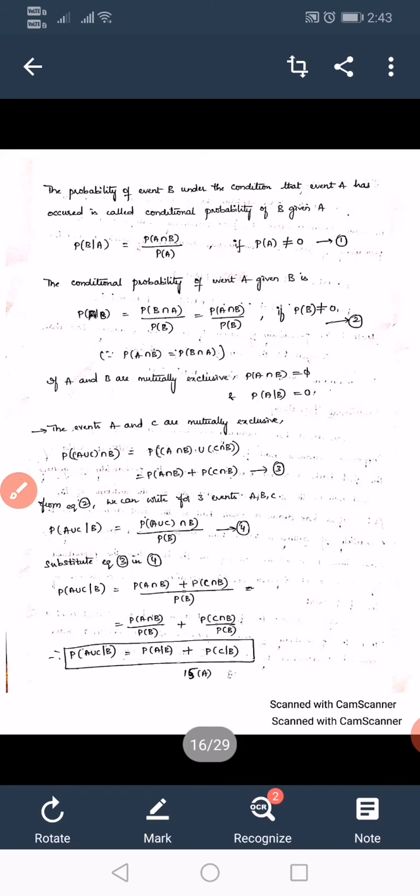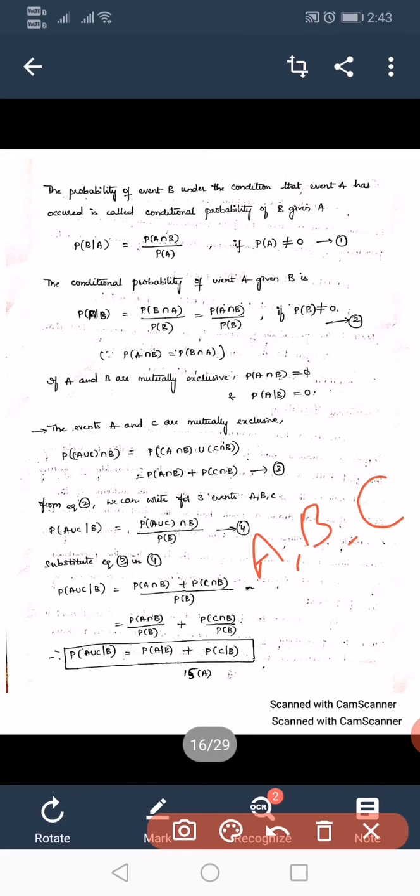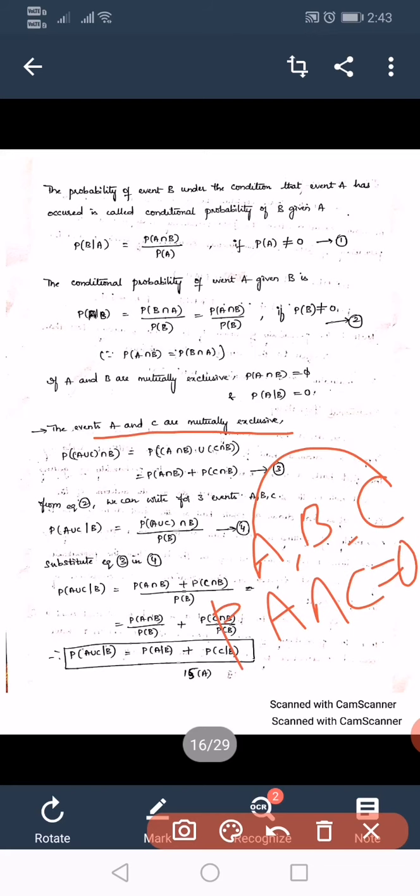Next, in this conditional probability, let us consider three events, events A, B and C. In the three events, let us say that events A and C are mutually exclusive. A and C are mutually exclusive means A intersection C equal to 0, probability of A intersection C is equal to 0. Here A and B are not mutually exclusive and B and C are not mutually exclusive. Only the two events A and C are mutually exclusive.